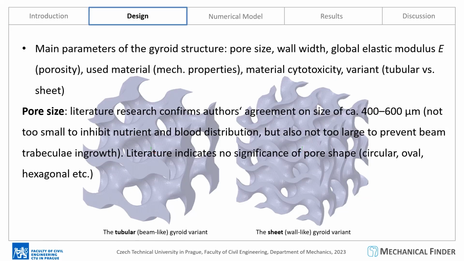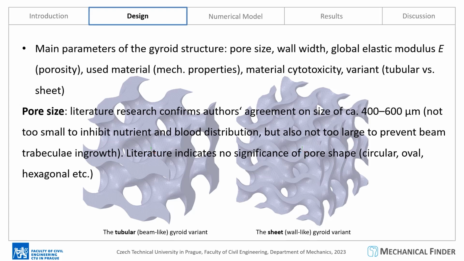To design the gyroid structure, we need to consider the main parameter, which is pore size. Other important parameters are wall width, the global elastic modulus E, which also corresponds to the overall porosity, the used material of the structure, which influences the mechanical properties and cytotoxicity of the material, and the variant of the structure. There are 2 variants, the tubular and sheet structure. The tubular structure can be seen on the image on the left, while the sheet or wall-like gyroid variant, which I used, is seen on the right image.